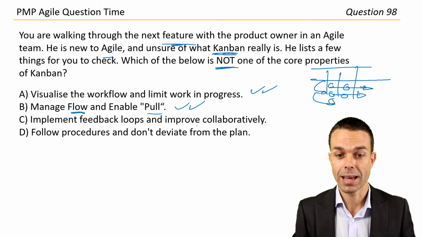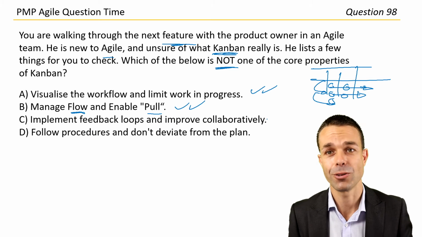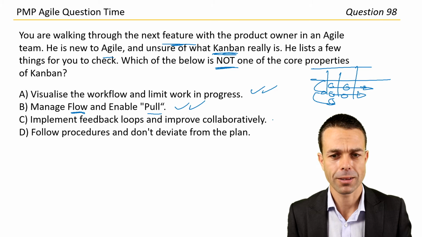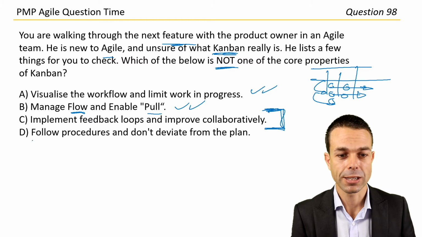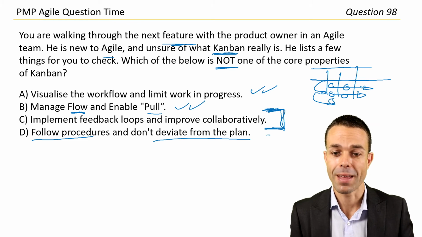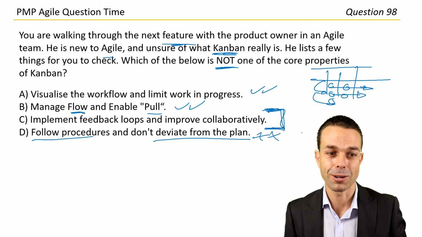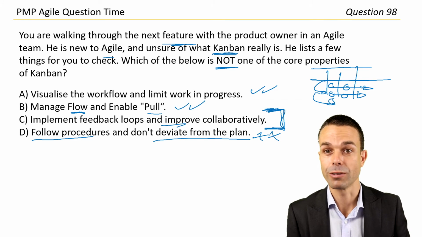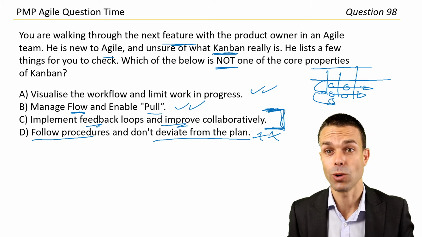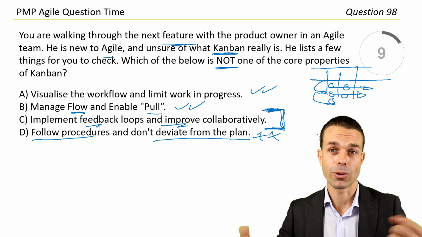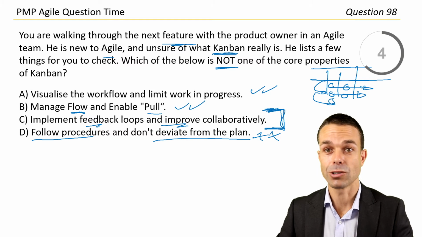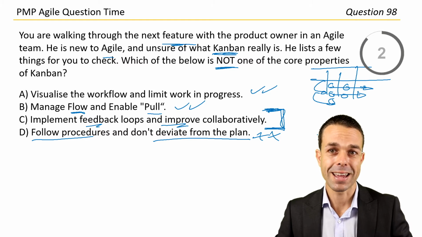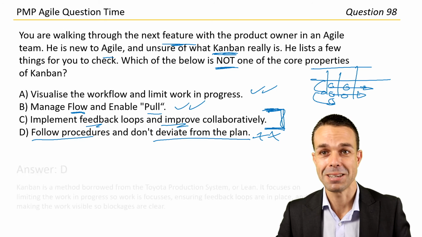Implement feedback loops and improve collaboratively, 100%. I think, although, is that more Scrum? I mean, it definitely is Agile overall. Let's see what the last one is. Follow procedures and don't deviate from the plan. Okay, that one's definitely not the core property of Kanban. So it's good that we're improving collaboratively and using feedback loops as well. Really part of the Agile approach, gathering that feedback, trying to improve, and really improving constantly so that we're getting better all the time. The incorrect answer being the correct answer is answer D.